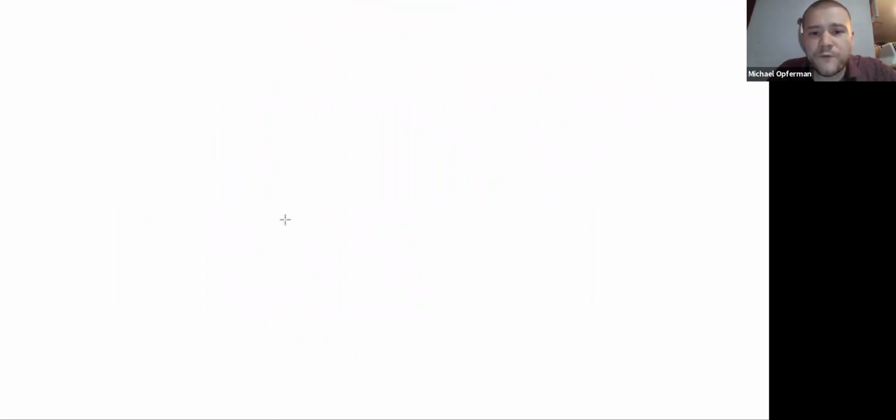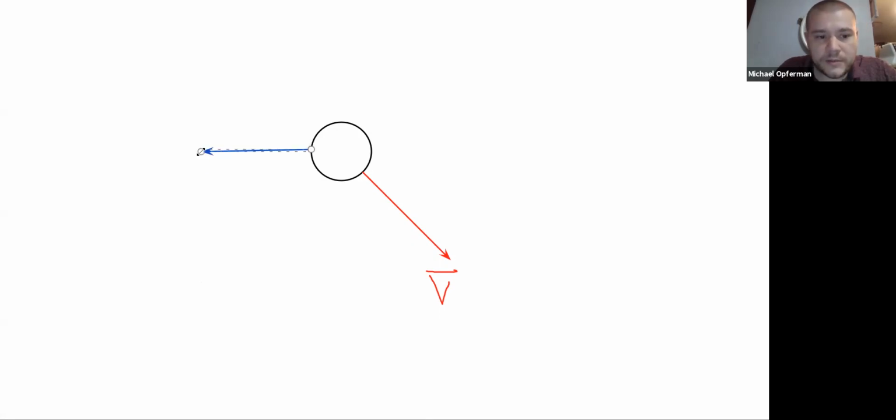So say for instance, you have an object like this, and the object is traveling maybe in this direction. So that's the object's velocity. And let's say that maybe the object's acceleration is pointing this way, for instance. Let's say that's the acceleration. And my question to you is, is the object speeding up or slowing down? And is it turning? And if so, which way is it going to turn?